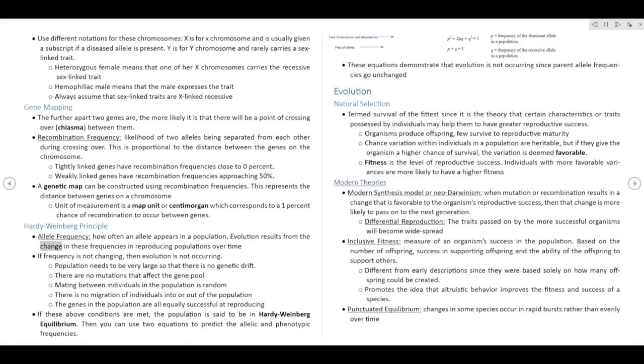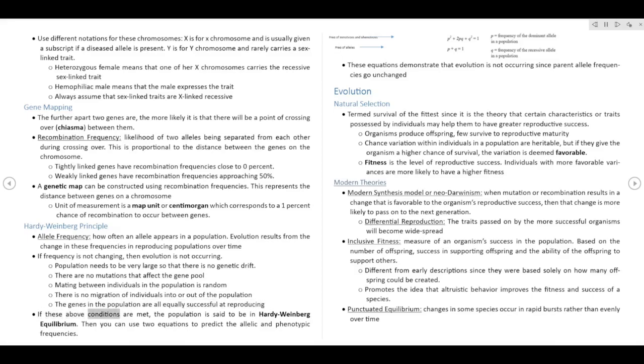Evolution results from the change in these frequencies in reproducing populations over time. If the frequency is not changing, then evolution is not occurring. The population needs to be very large so that there is no genetic drift. There are no mutations that affect the gene pool. Mating between individuals in the population is random. There is no migration of individuals into or out of the population. The genes in the population are all equally successful at reproducing.